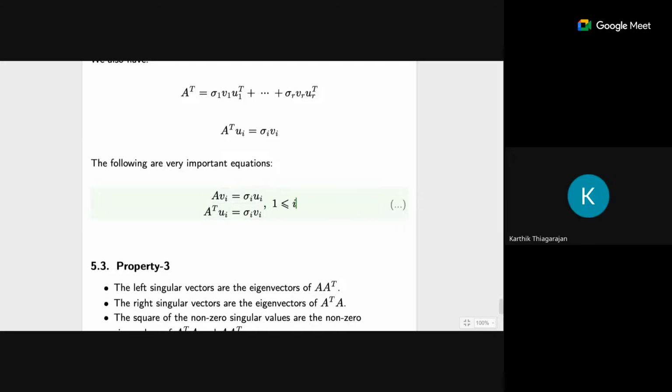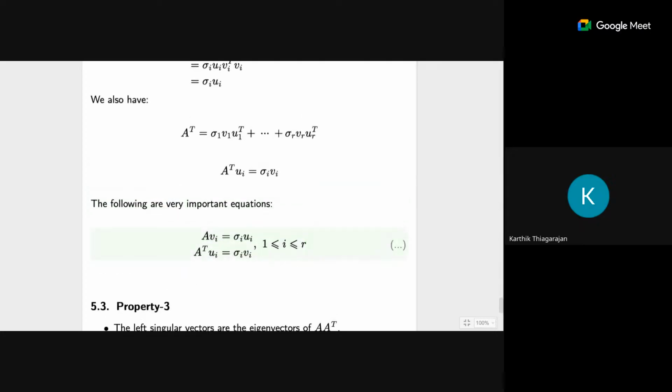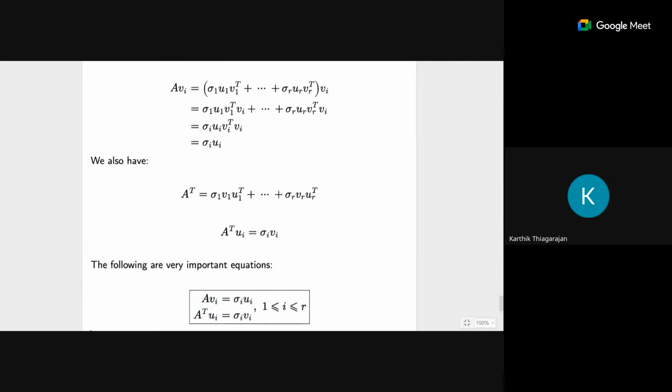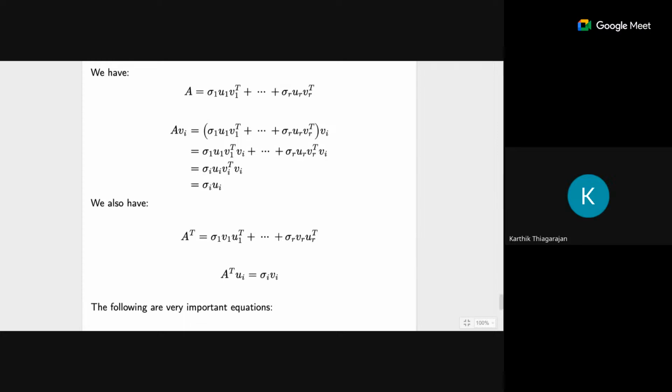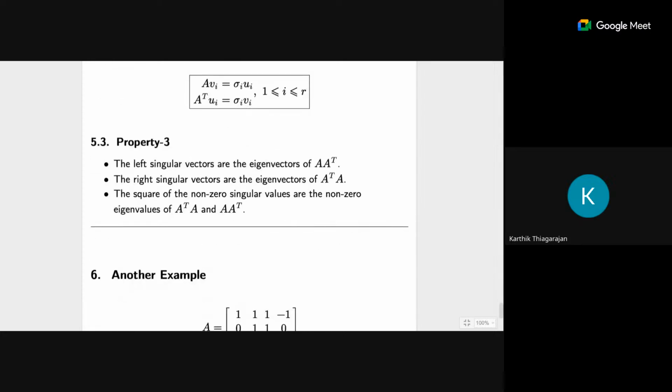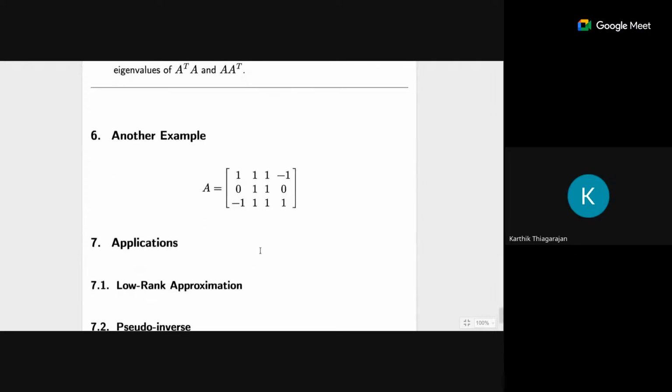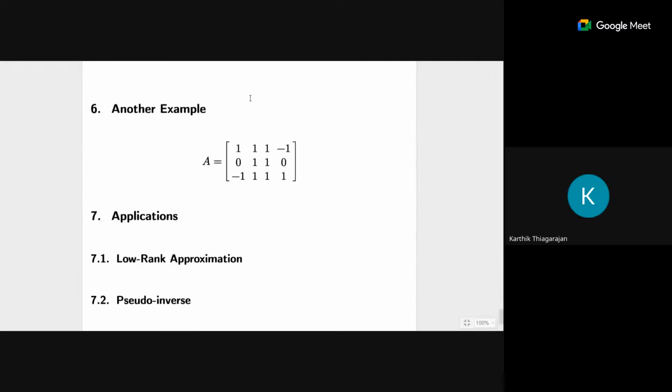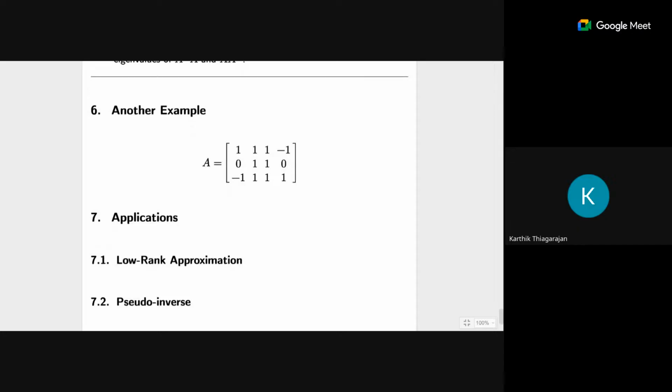At least this you can see for the first r positive singular values. It of course holds all the way up to the minimum of m comma n, all the singular values, but at least this much you must be able to see. Any questions on this? No? Okay. Then we'll look at one example and then two applications and close.